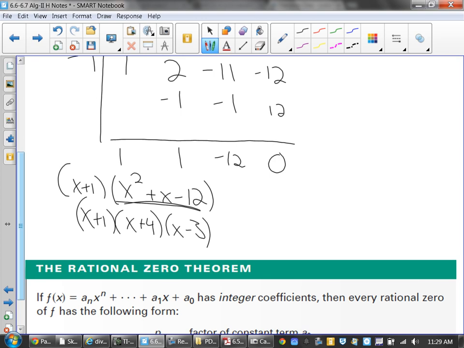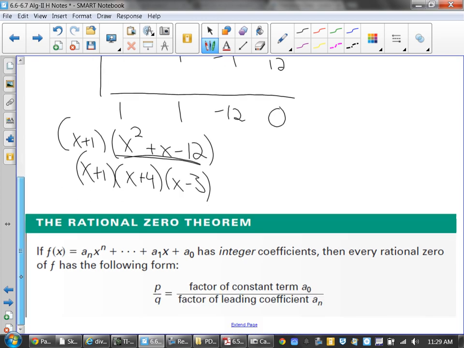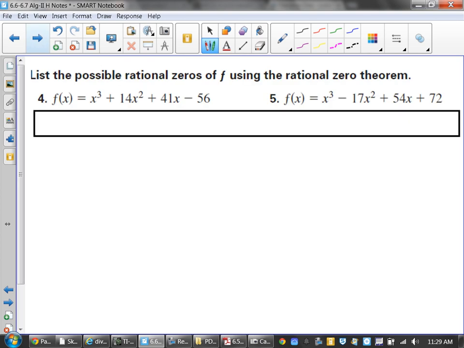Yes. Why do you have a fraction up there? You say factors of the constant over factors of the leading coefficient. Because that's the rule. So what does that mean? It tells you the possible zeros. Let me show you again. If I'm looking at that function there, f of x is x cubed plus 14x squared plus 41x minus 56.